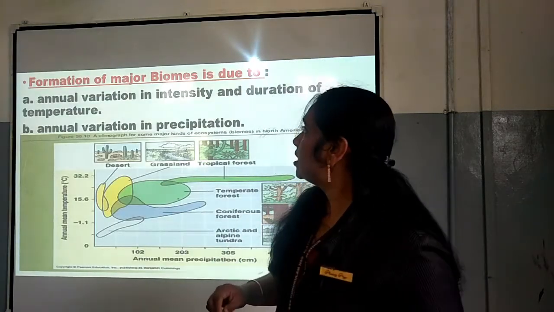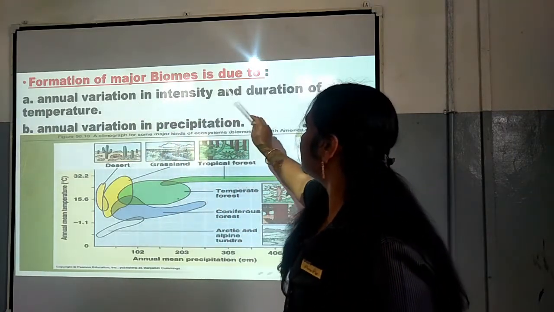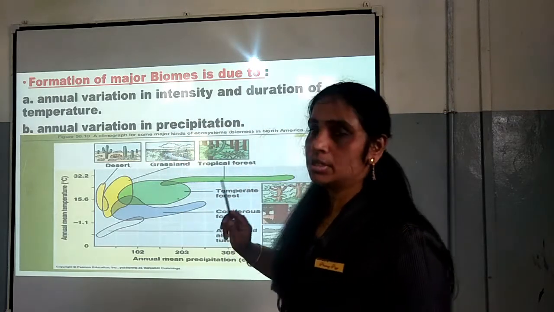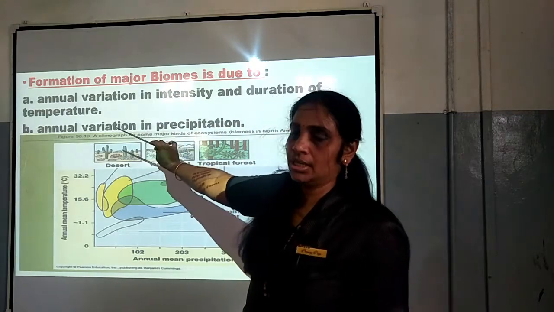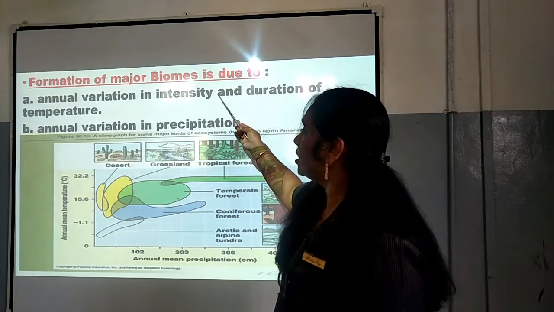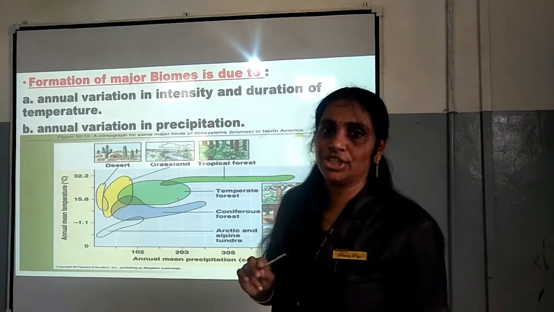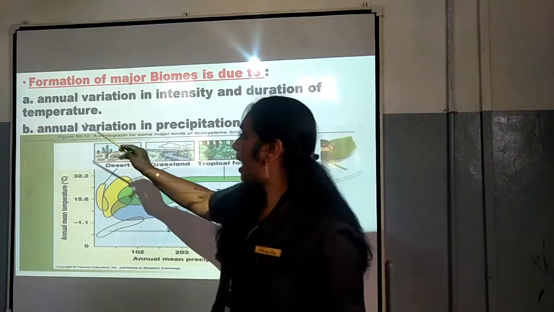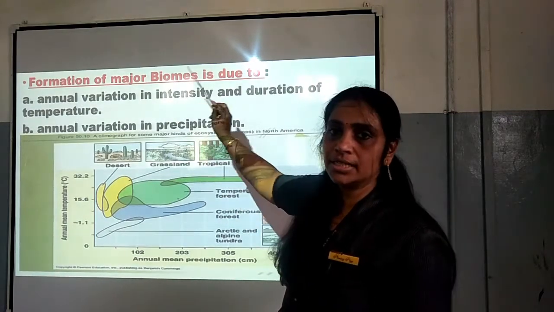Now, the formation of major biomes is due to annual variation in the intensity and duration of temperature. How are the major biomes formed? Because of annual variation in the intensity and duration of temperature. In the temperature, variation takes place annually, and that variation is measured in its intensity as well as in its duration. Based on that, major biomes are formed. And number two is annual variation in precipitation. These are the two reasons for the formation of major biomes.